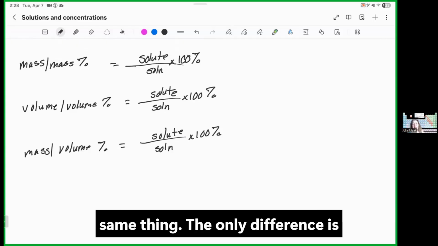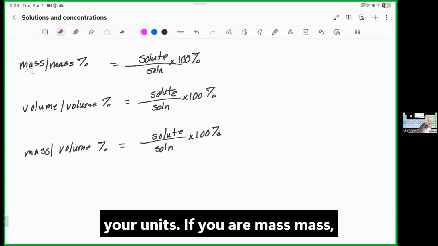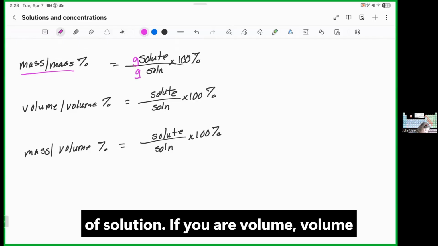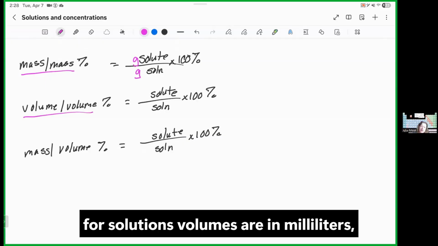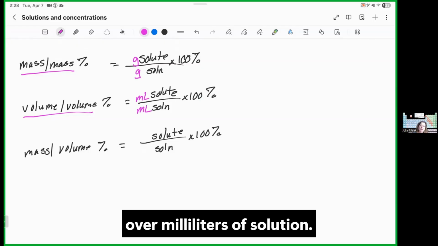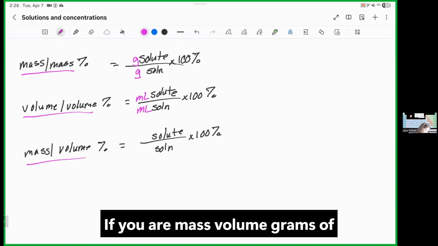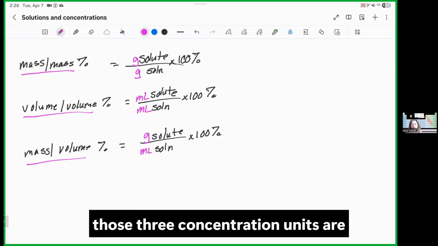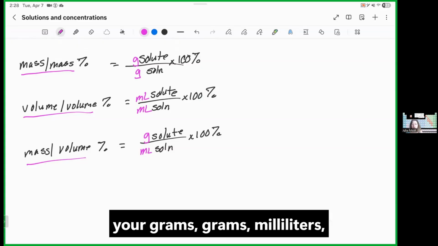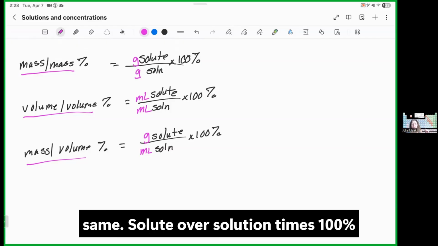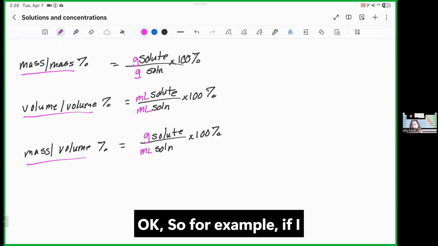Okay, so they're all the exact same thing. The only difference is your units. If you're mass, this is grams of solute, grams of solution. If you're volume, for solutions, volumes are in milliliters. So your milliliters of solute over milliliters of solution. If you're mass volume, grams of solute, milliliters of solution. Okay, so the only difference in those three concentration units are your grams, milliliters, grams, milliliters. Everything else is always the same. The solute over solution times 100%.